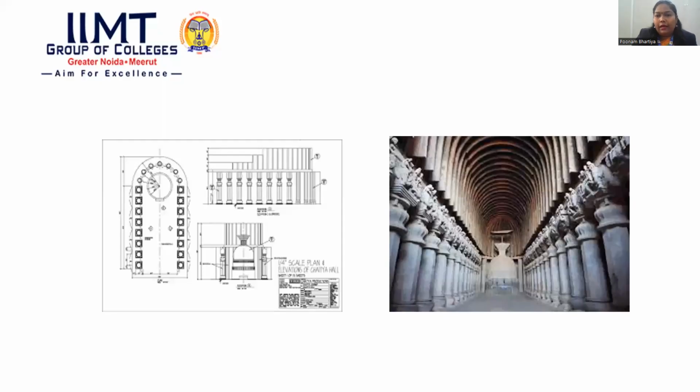You can see the structure of chaitya. This is the structure of chaitya, and there are many pillars, and behind the pillars we can see the Pradakshina Path, and at the end of Chaitya we can see the stupa. This is the architectural structure.